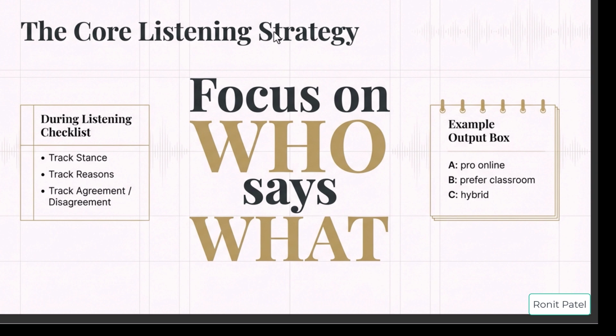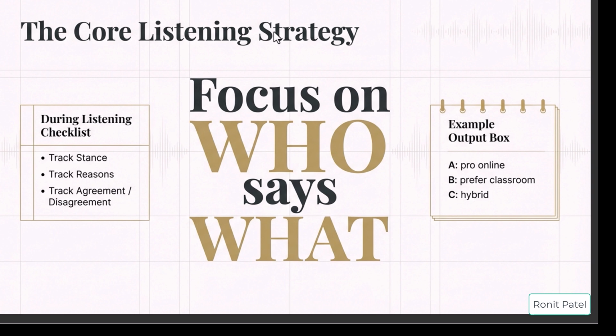This slide contains one of the most powerful secrets of this task. Focus on who says what. Let me slow this down because this is the heart of scoring. Why do most students fail? Because most candidates listen like this: trying to understand every word, getting lost in vocabulary, and forgetting who said what. But high scorers listen like detectives. They track two things only. First is who, the speaker, and second is what, their main idea.